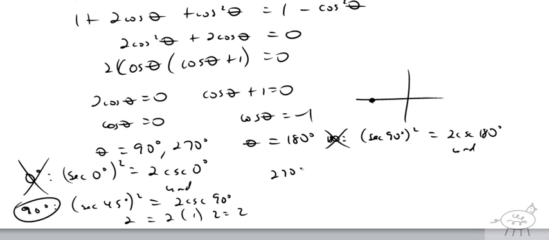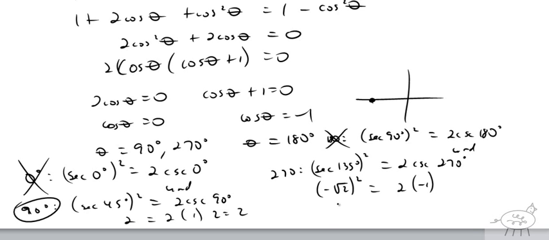And then last one, we're going to do 270 degrees. So we're going to say secant of 270 divided by 2 is 135, squared, equals 2 cosecant of 270. So it's root 2, right? It's cosine, so it's actually negative root 2, squared. And that's equal to 2 times -1. So we get 2 equals -2, and that's not true. So that's out of there too. So truly my only answer for this whole thing is 90 degrees.